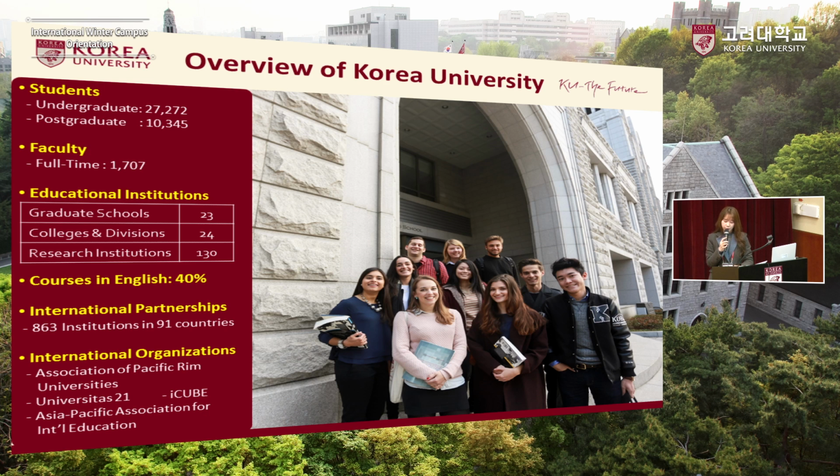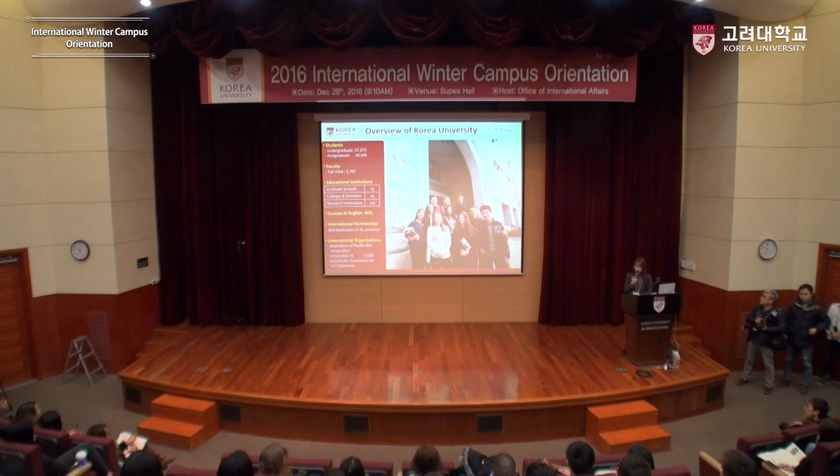At KU, there are approximately 37,000 students, including postgraduates. And it has been gradually recognized as a global university from 2002. About 40% of the entire courses at Korea University are taught in English, and over 6,000 students from all over the world come to KU from our partner schools. All right.